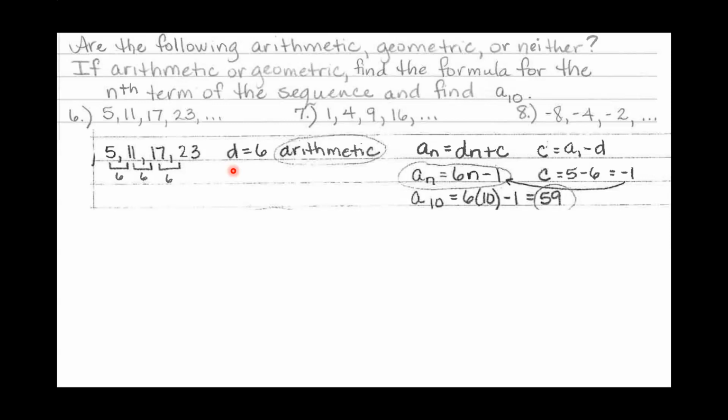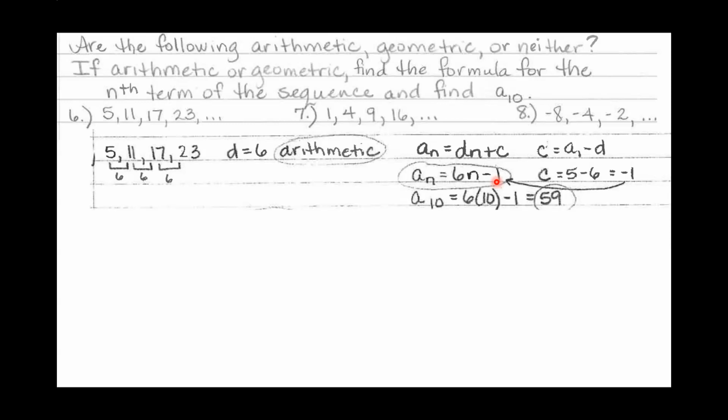If that had not worked, if I had not had a constant difference, I would have checked for a constant ratio. All right, so since it's arithmetic, here is our arithmetic formula. And so we're going to put 6 in for D. And to find C, it's just going to be our first term minus our difference. So our first term right over here was 5, right? And again, our difference was 6. So we can say first term minus difference, that would be -1. So we'll put -1 right here for C. So there's our formula. A sub n is equal to 6n minus 1. That's the formula for the nth term.